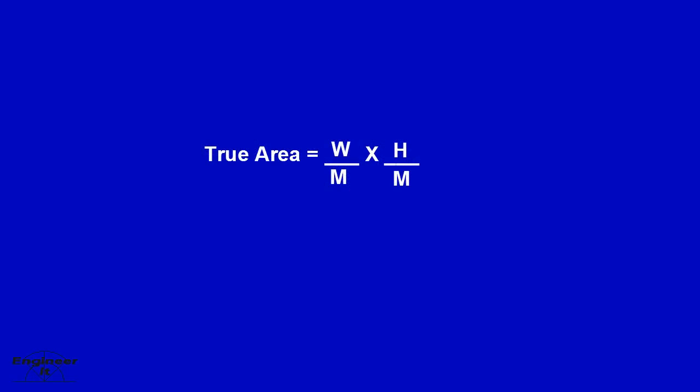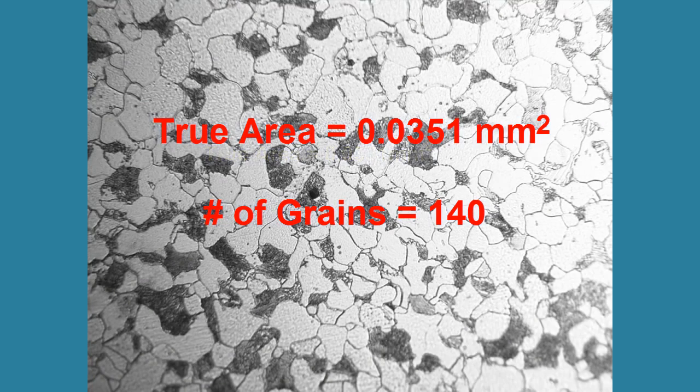Since we know the number of grains, we can continue solving for the grain size number. We start off by solving for the true area, where W is the print width, H is the print height, and M is the magnification we solved for in number 1. Now we have the true area that the photo covers and the number of grains in that area.